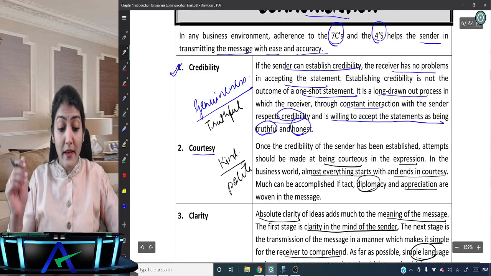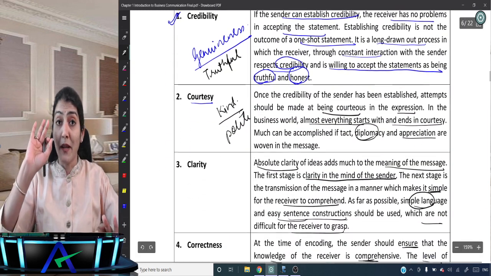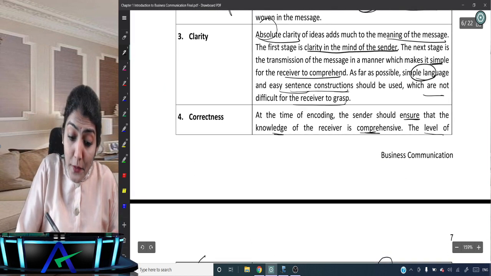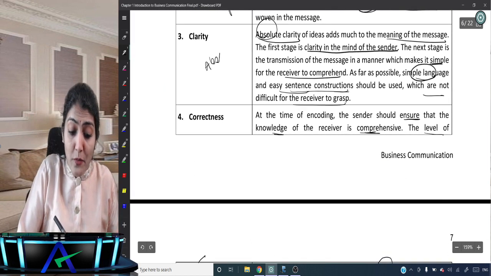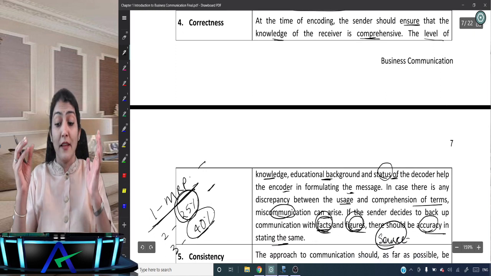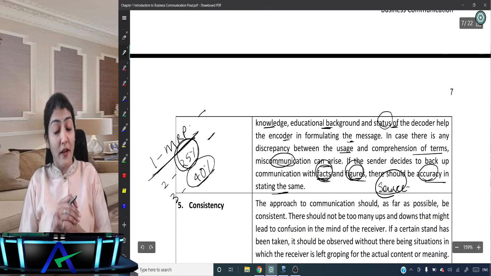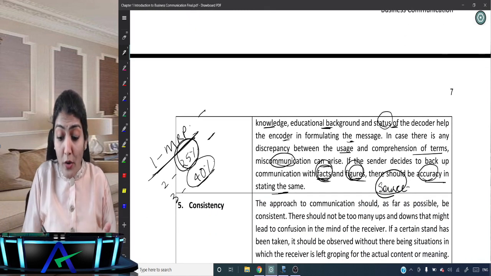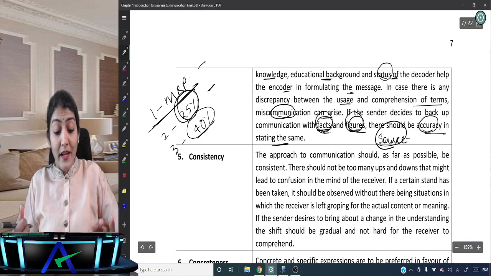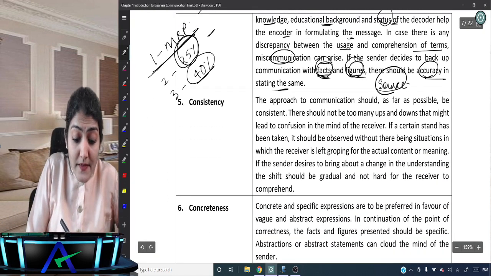Right, so one, we say it should be genuine, then you should be kind and polite, then there should be clarity. It says absolute clarity, not 10%, 20%. Absolute clarity should be there. Right, correctness that is supported by facts, information, and figures. You need to consider the knowledge, the educational background, and the status of the decoder. Right, then there should be consistency.